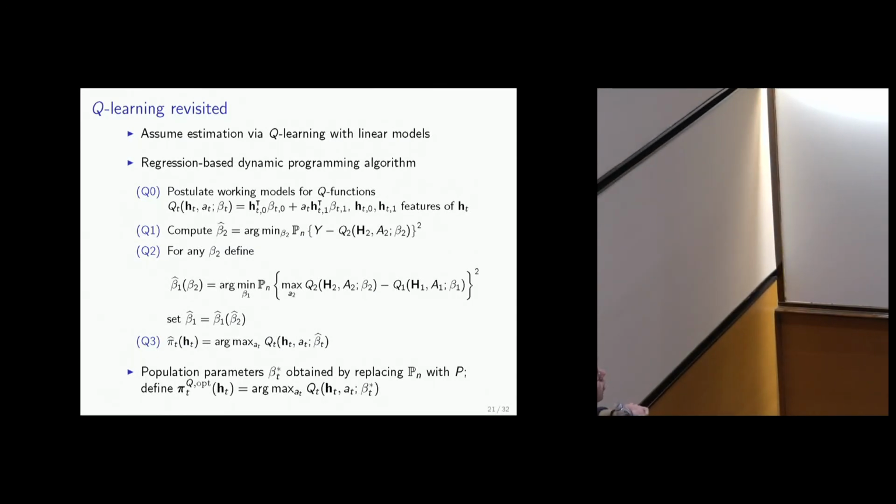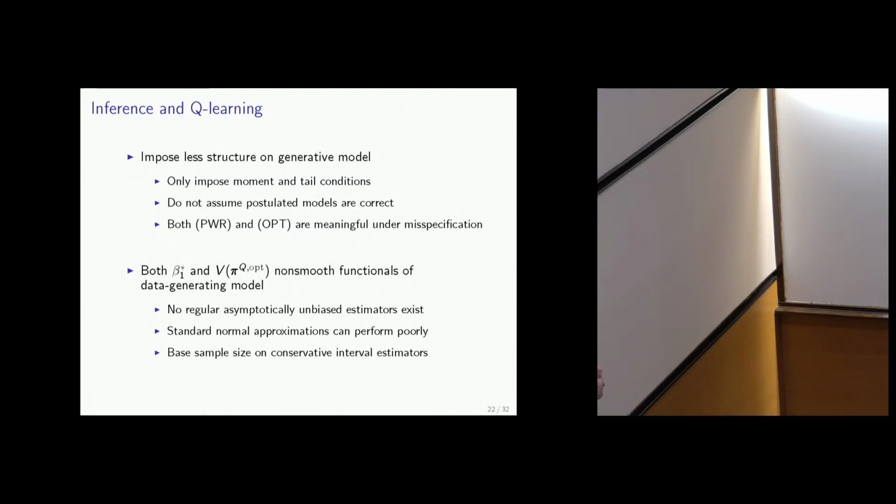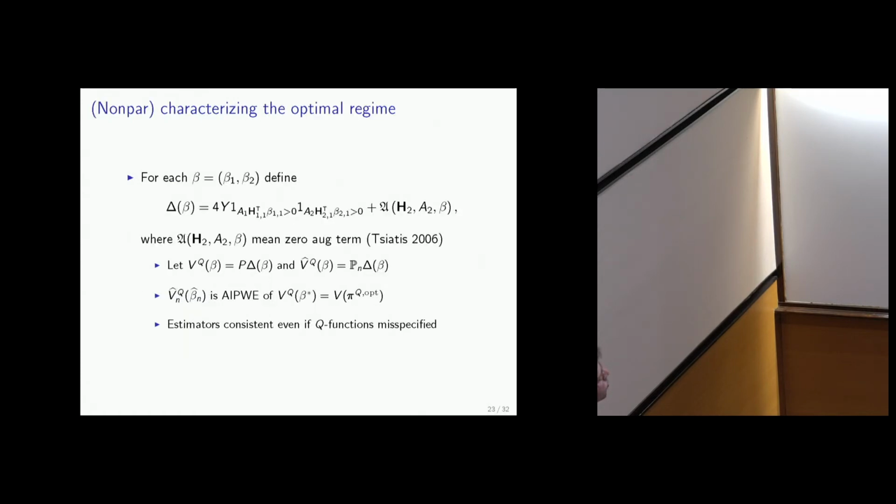So I don't think there's anything new here. We just make assumptions about moment and tail conditions. I said that inference is difficult and we'll have to base sample size on conservative interval estimators.